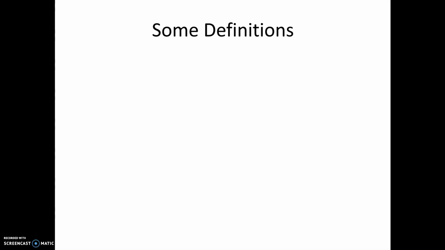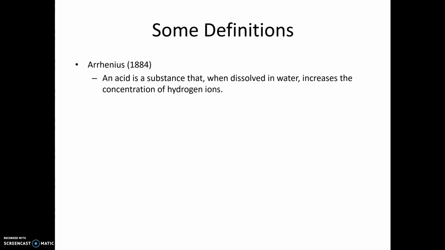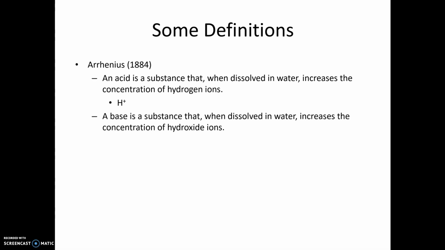So we have begun to better understand the nature of matter. We have developed new definitions. In the late 1800s, early 1900s, Arrhenius proposed that an acid is a substance that, when dissolved in water, increases the hydrogen ion concentration. A base is a substance that, when dissolved in water, increases the concentration of hydroxide ions.